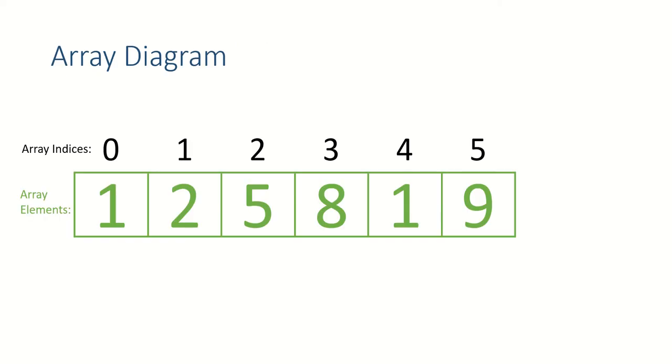This is a simple diagram of an array. In the diagram you can see 1 2 5 8 1 9, these are the array elements, and 0 1 2 3 4 5, those numbers in black, those are array indices. So at array index 0, 1 is stored, 2 is stored at array index 1, 5 at array index 2, 8 at array index 3, 1 at array index 4, and 9 at array index 5. Array indices will always start from 0.